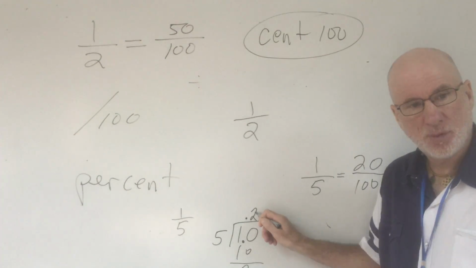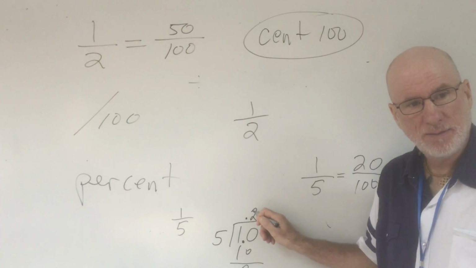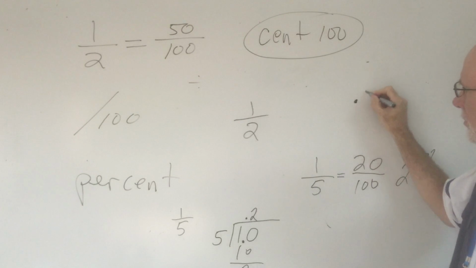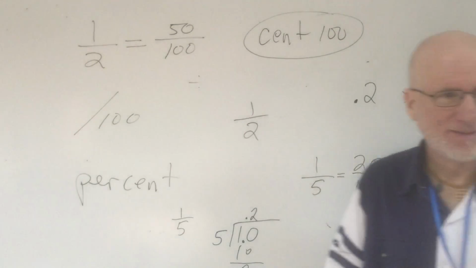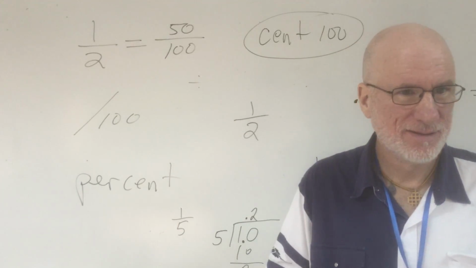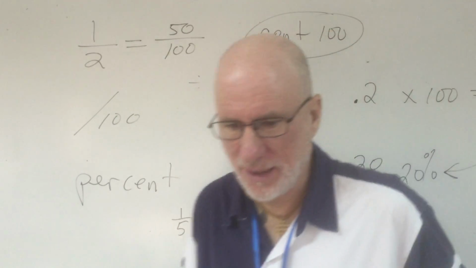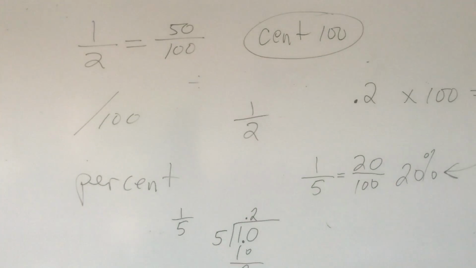So it's going to be 0.2, right? Yes. So I have 0.2. I'm going to multiply it by 100. What's it going to be? 20. Is that cool? Yes or no? You get it? Okay, let's look at some problems, shall we?